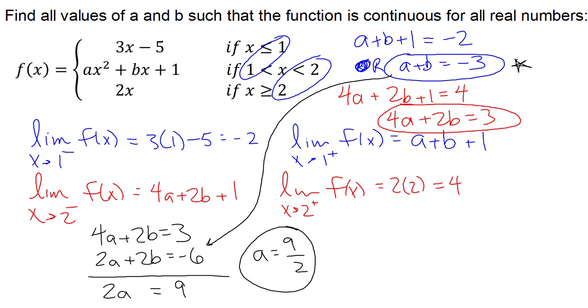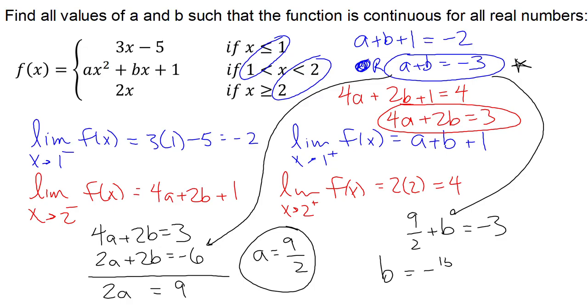And if a is 9 halves, well, then we'll just plug that back in here. 9 halves plus b equals negative 3, or b is equal to negative 3 minus 9 halves. Negative 3 is negative 6 halves, so if I do negative 6 halves minus 9 halves, that's negative 15 halves. And those are our values of a and b that make this continuous for all real numbers.